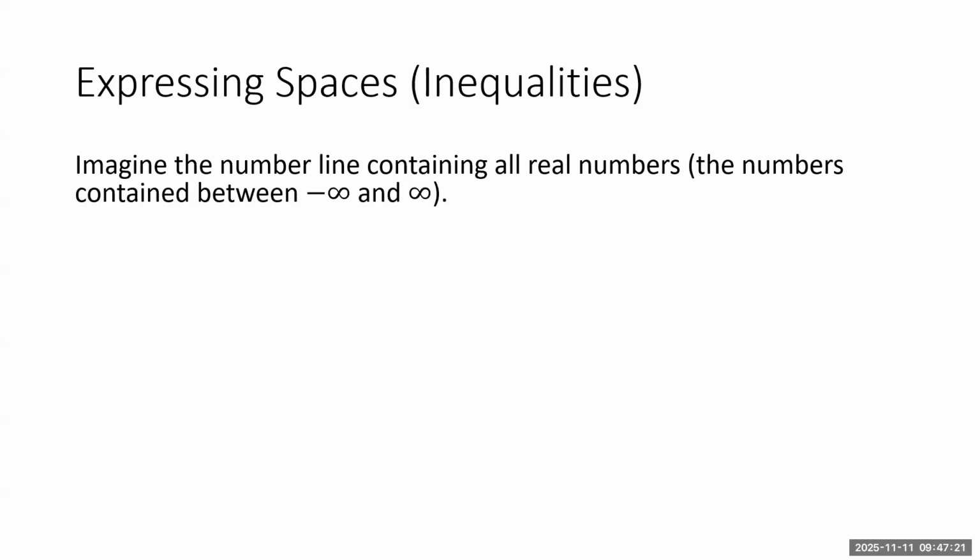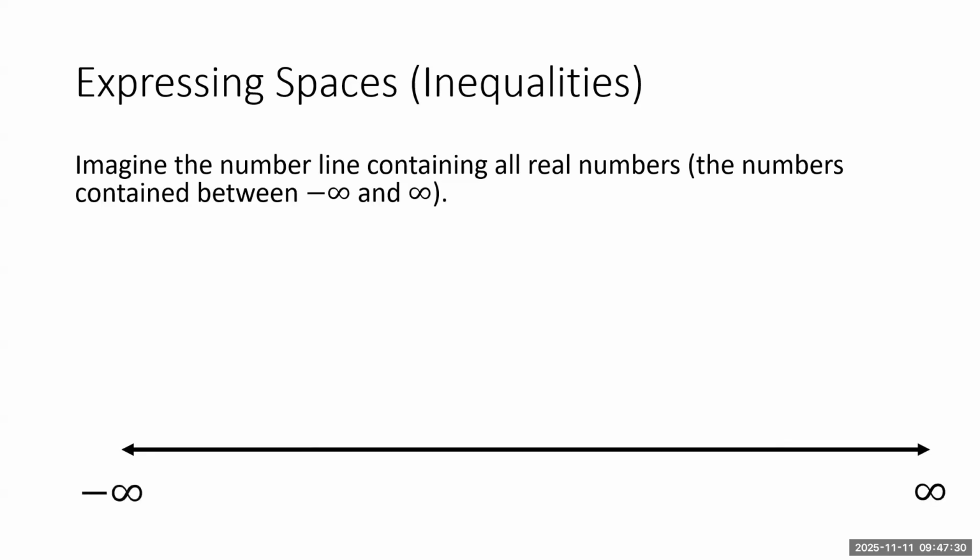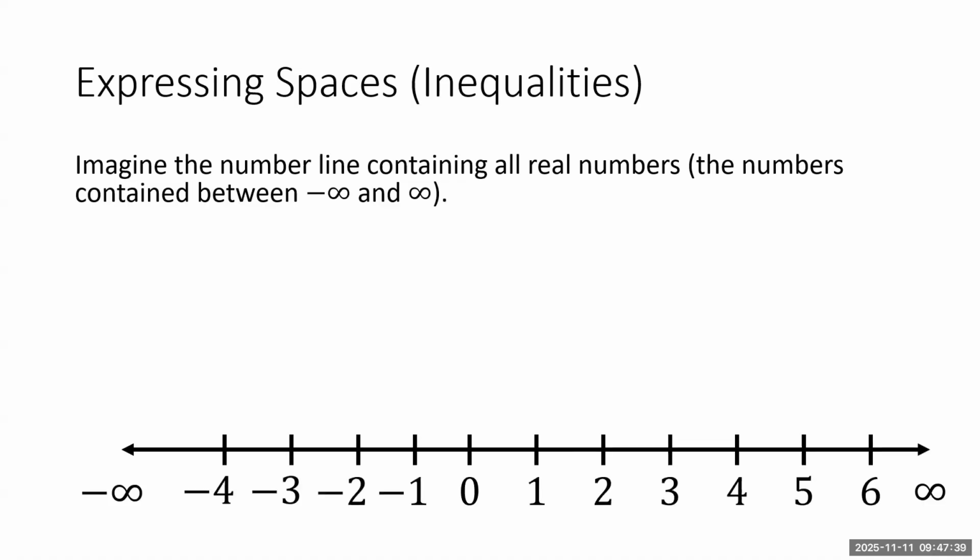First, we will express spaces as inequalities. Imagine the number line containing all real numbers, the numbers contained between negative infinity and positive infinity. Here is our number line. In the middle of our number line, we'll place 0 as a frame of reference. We fill in our integers, moving up to 6 on the positive end and -4 on the negative end, and we allow the space to the left and right of those to be infinity and negative infinity.